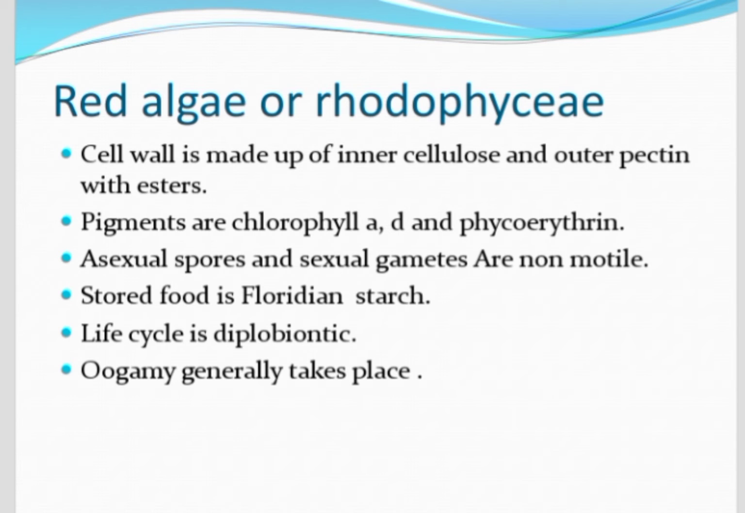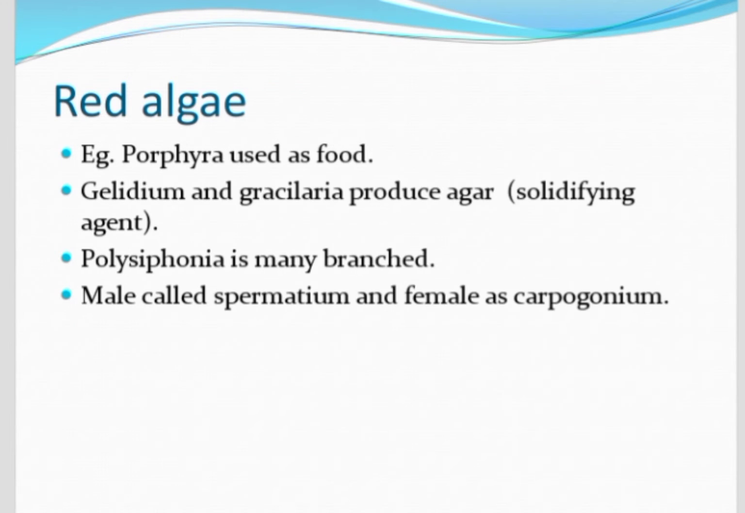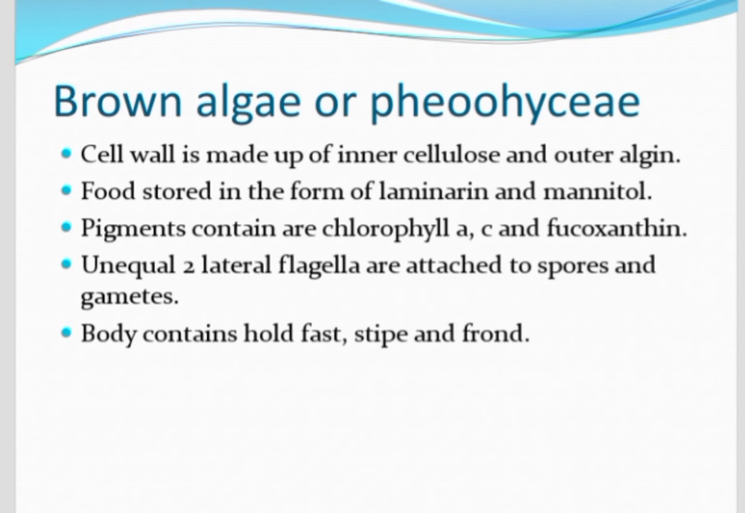Here the outer wall is pectin with esters, and agar is present. Agar is a solidifying agent. Examples: Porphyra is used as food. Gelidium and Gracilaria produce agar, a solidifying agent used in jelly making as well as in ice creams. Polysiphonia is many branched. The male gamete here is called spermatium and the female is carpogonium. These are a few important points about the red algae, which undergo a haplodiplontic type of life cycle.